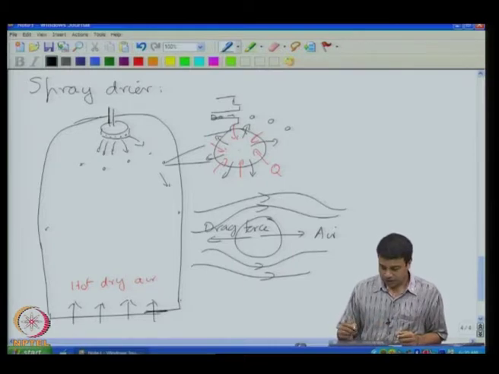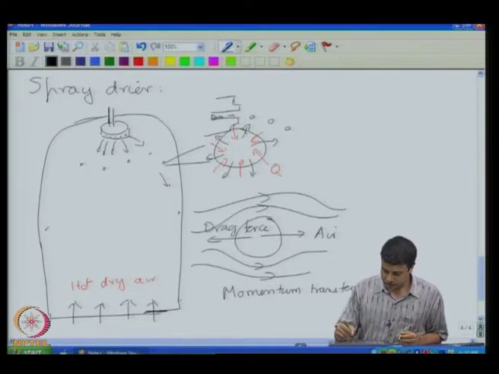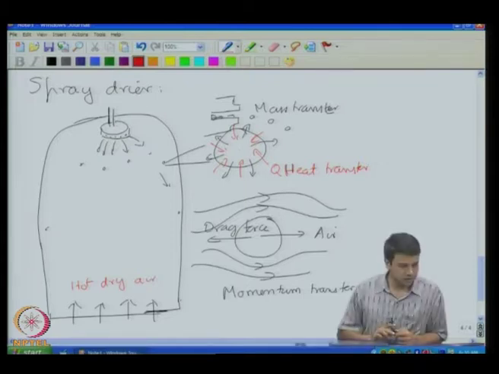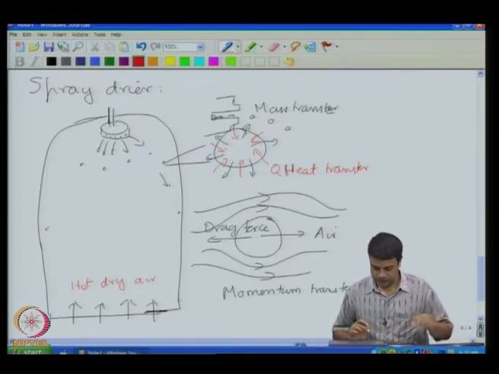The stress acting on the surface is a problem of momentum transfer. So this involves heat transfer, mass transfer of the moisture out of the droplet, heat transfer of the latent heat required for evaporation, and momentum transfer to find out what is the drag force acting on the droplet.